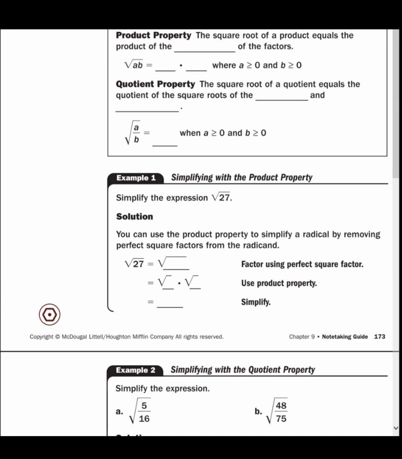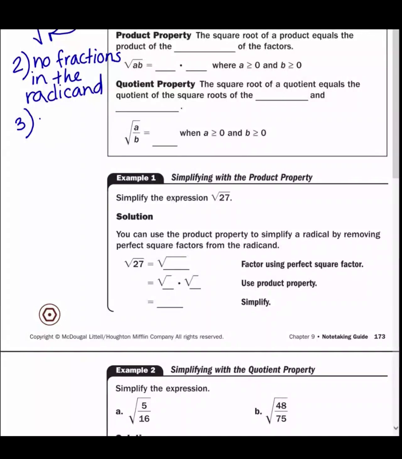So the first condition is that no perfect square factors are in the radicand. And remember, the radicand is what's under the radical. That's the radicand. Okay, the second condition is that there are no fractions in the radicand. And the third condition is that there are no radicals in the denominator of a fraction. So we never want a radical on the bottom.